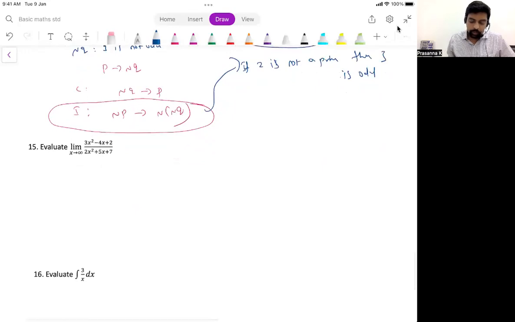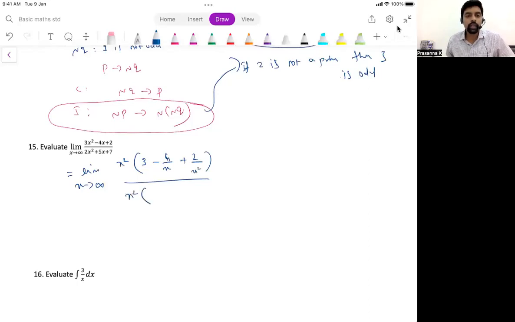Then 15th question, limit x tends to infinity, 3x square minus 4x plus 2 divided by 2x square plus 5x plus 7. So what I'll be doing is, I will take x square as common from both numerator and denominator. If I take x square common, I will get 3 minus 4 by x plus 2 by x square divided by, again in the denominator, I will take out x square as common. So I will get 2 plus 5 by x plus 7 by x square. So x square will get cancelled.